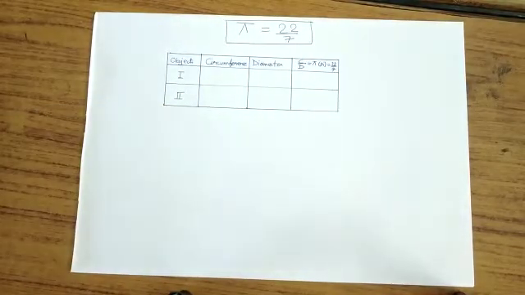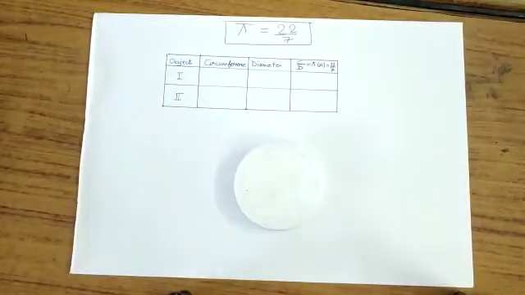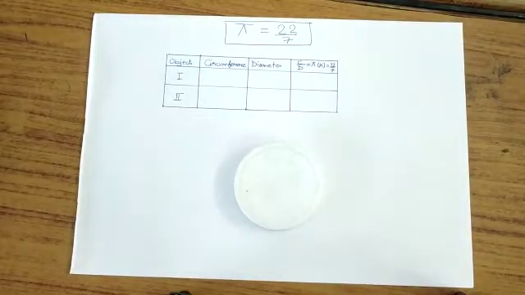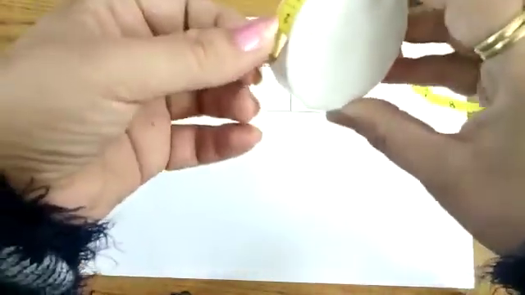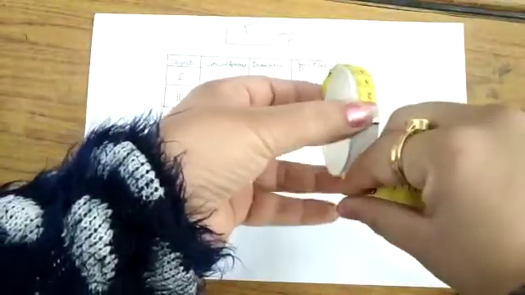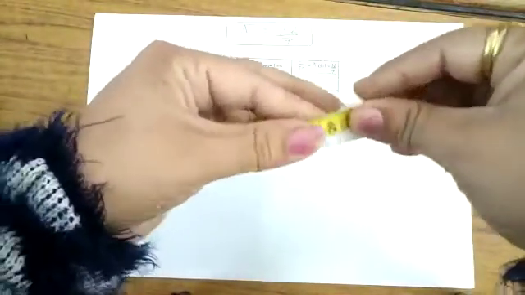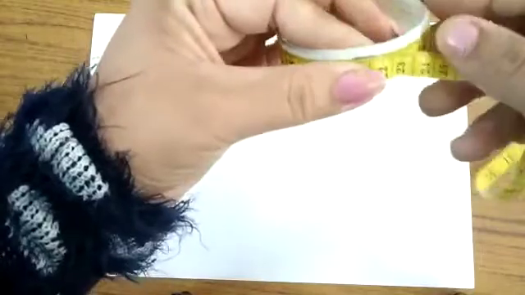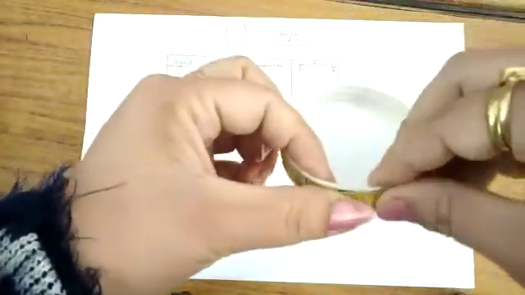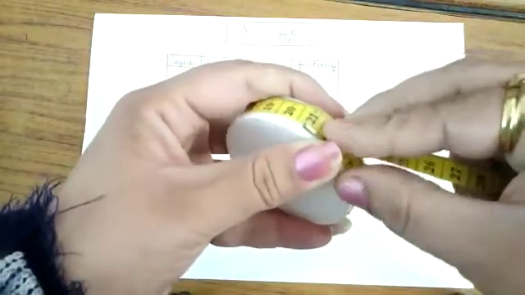So let's start, students. Firstly I am considering this one circular object. First I will find the circumference of this circular object. As we know, the circumference of a circular object means the perimeter. So firstly we will measure it with the help of this measuring tape. Like this, students, you will also measure it. Any circular object of any shape you can take. It should be circular, but it can be smaller or bigger. So like this I have also taken here.